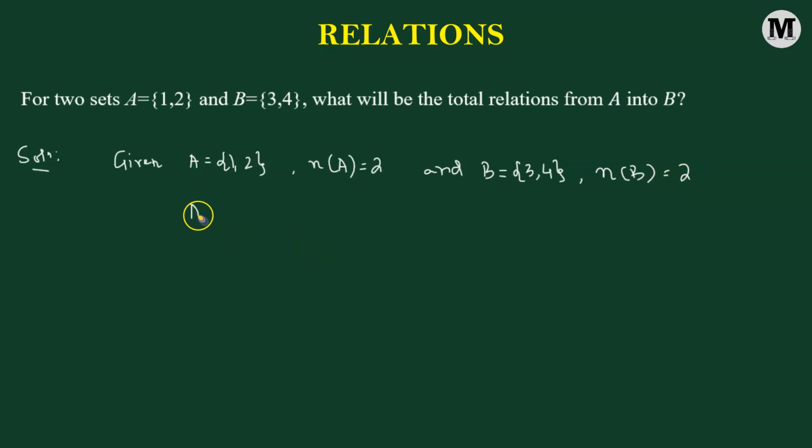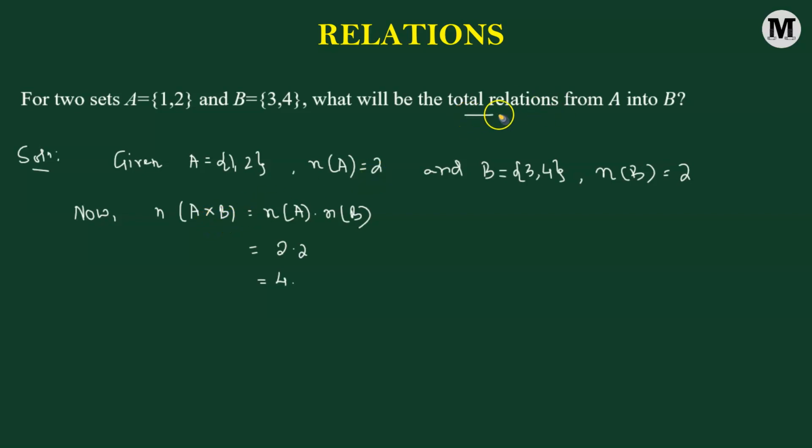Now, if we take the Cartesian product of A and B, then the total number of elements in the Cartesian product of A and B simply equals the product of the total number of elements in set A and the total number of elements in the set B. So that equals 2 times 2, which is 4. That means there are 4 ordered pairs possible in the Cartesian product of A and B.